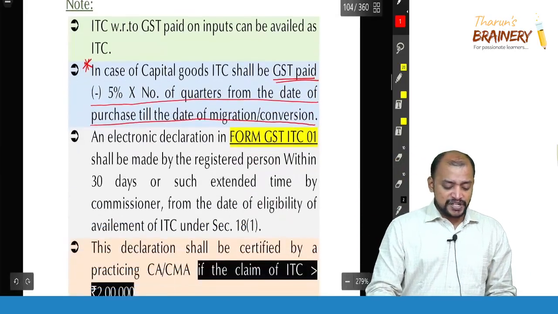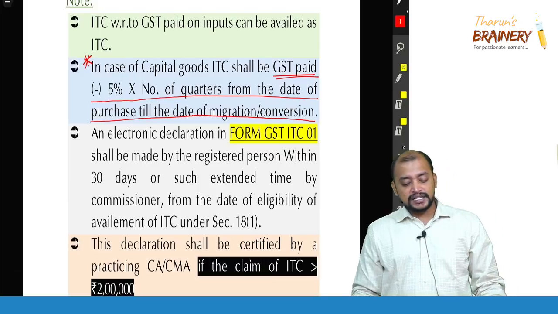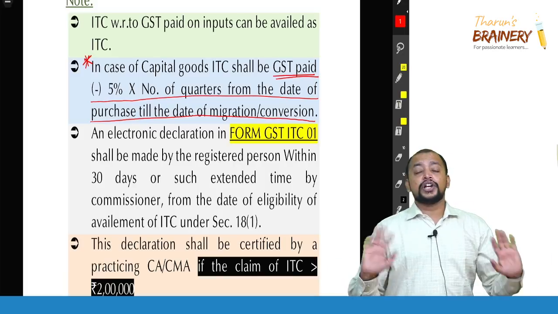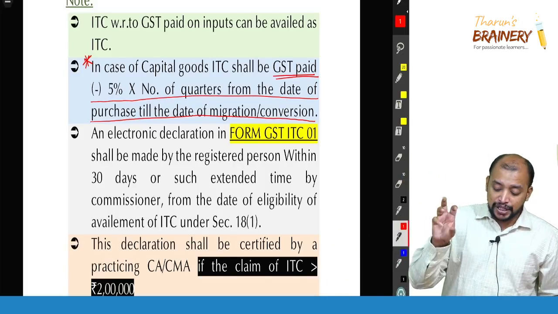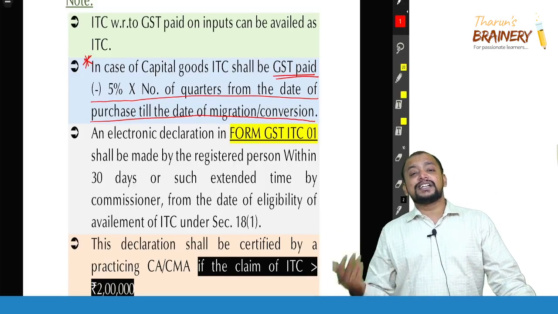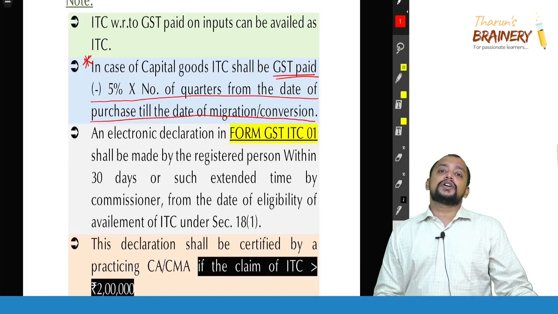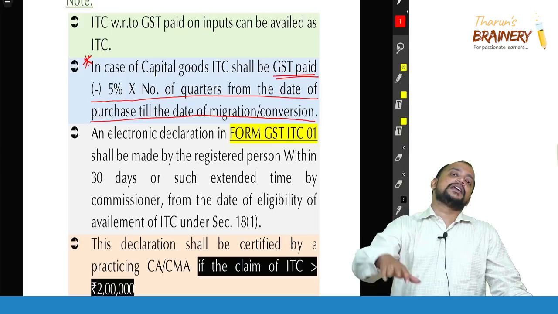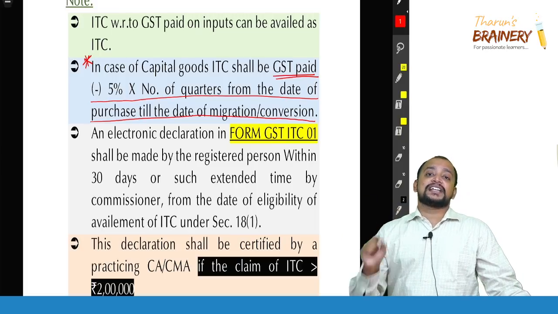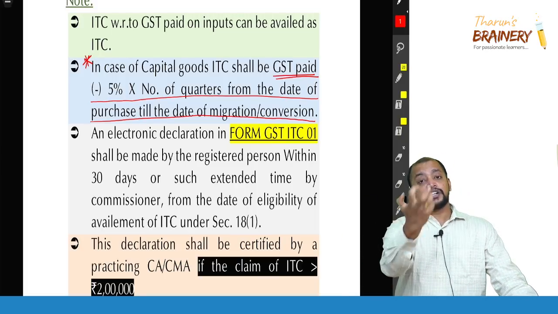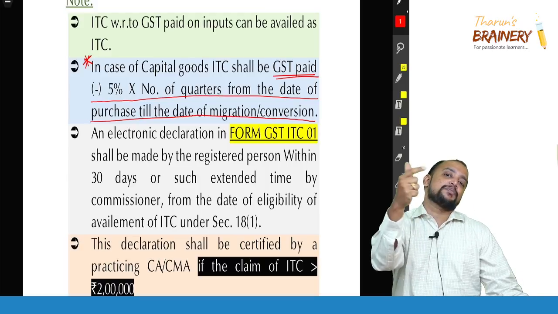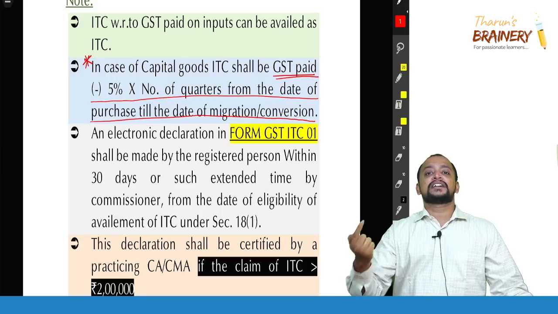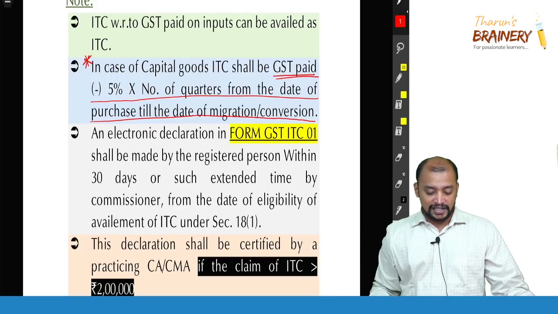Then some special points in this regard. ITC with respect to GST paid on inputs can be availed as ITC; no need to reduce anything, but for capital goods we need to reduce. How will we take this ITC? Do we show it in GSTR 3B? No. We will avail this ITC separately by filing a form called ITC 01. For availment of ITC on closing stock, we need to file a separate form called Form GST ITC-01. Through filing that form, we will take the credit.